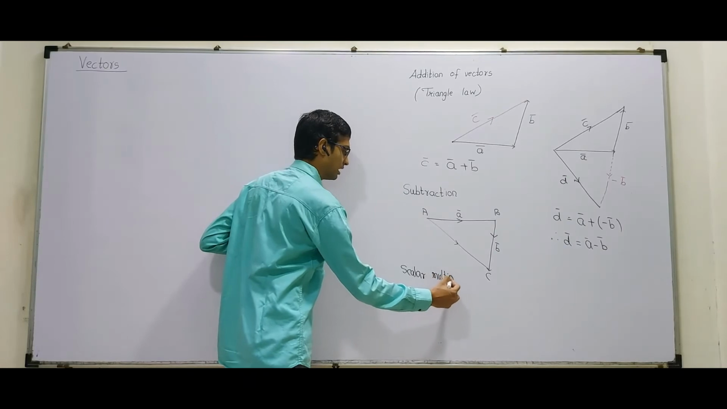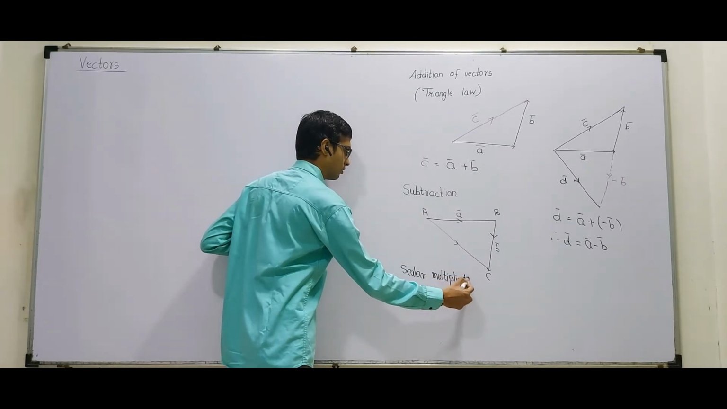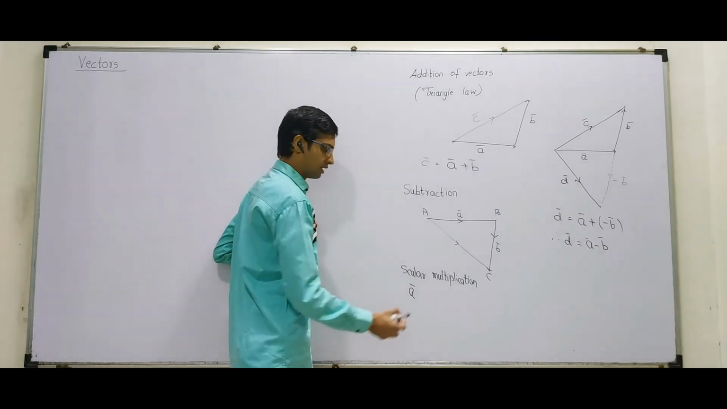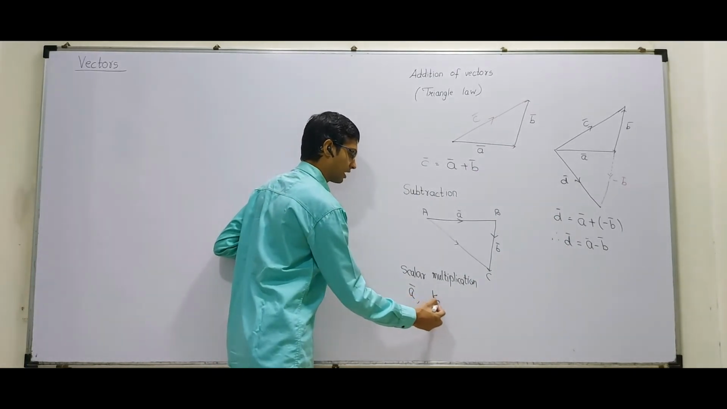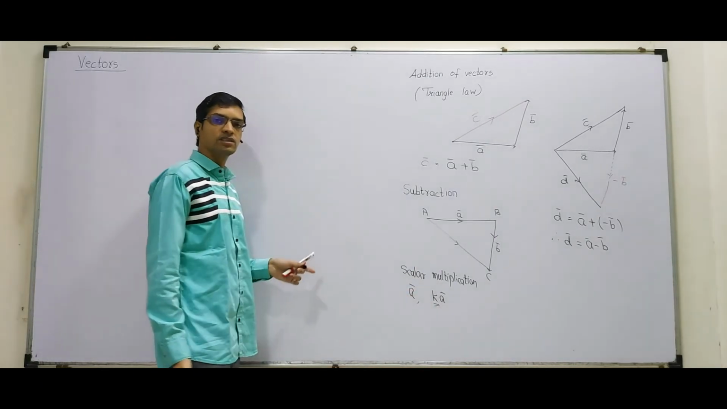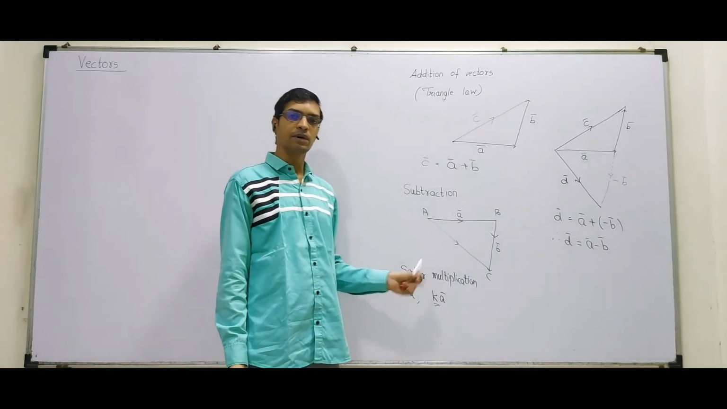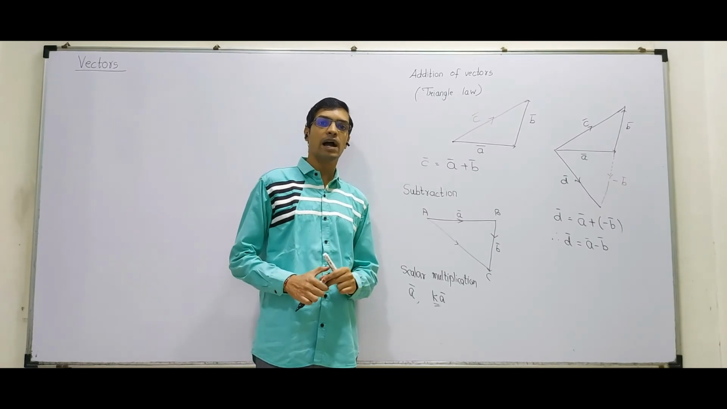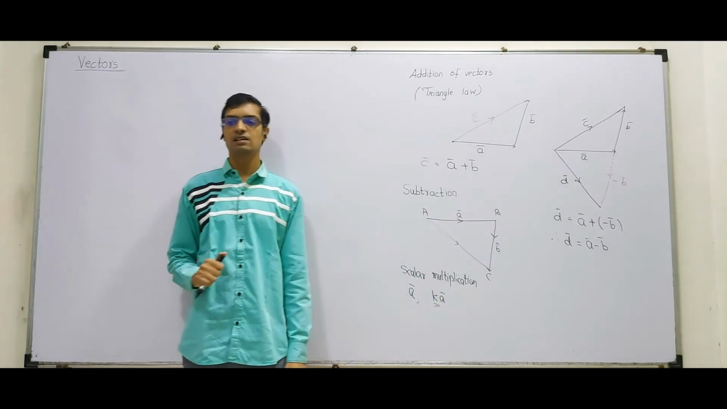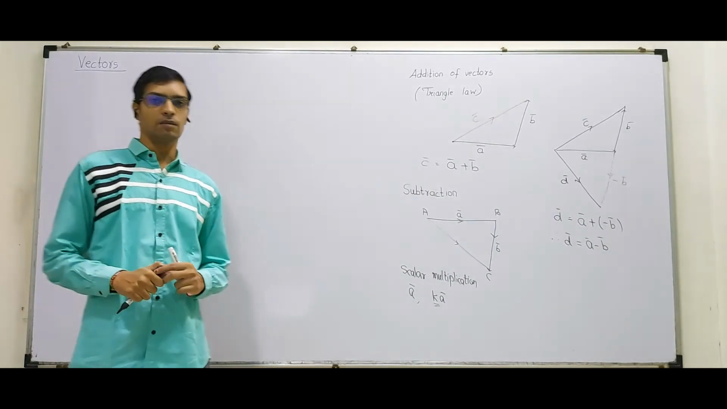And next we have scalar multiplication. If I say A bar is one vector, then I can also have k A bar, where k is nothing but a number which is multiplied to A bar. It means I am increasing the magnitude of A bar. Scalar multiplication means I am increasing the magnitude of A bar.